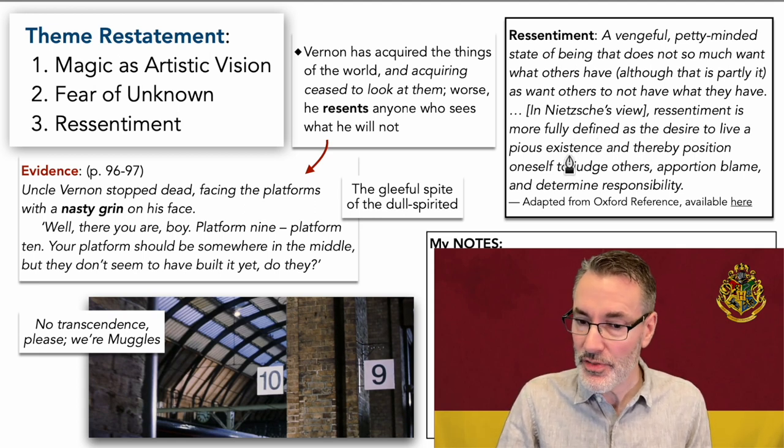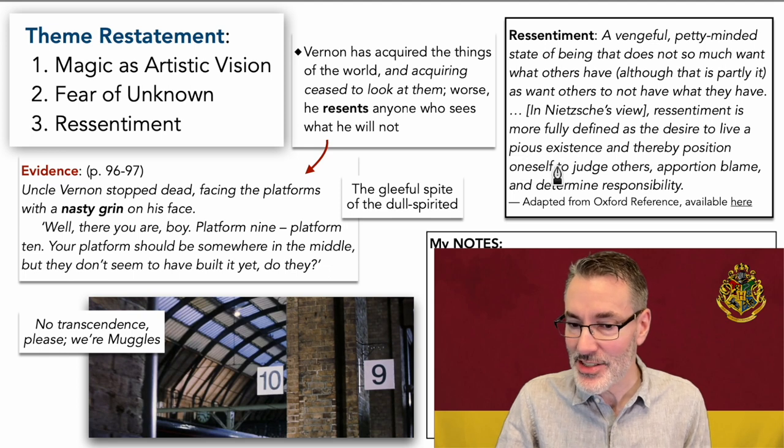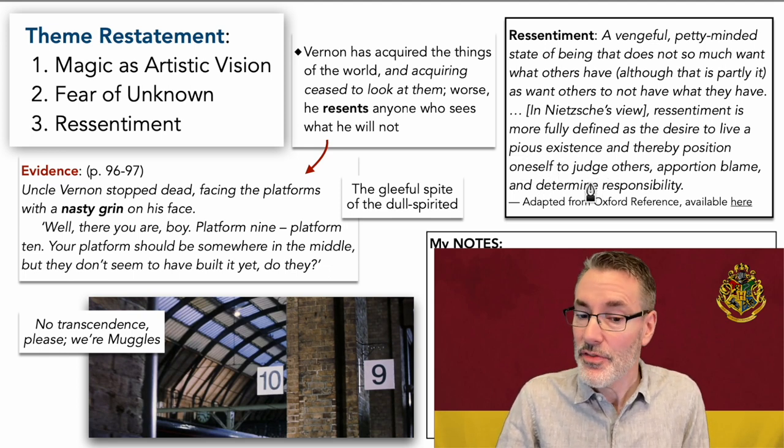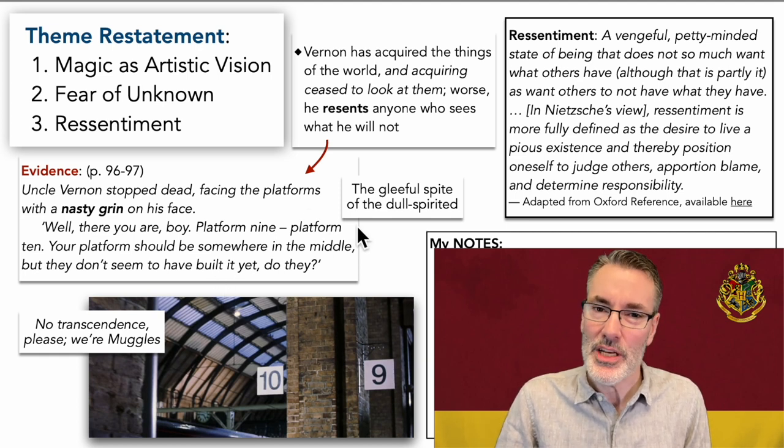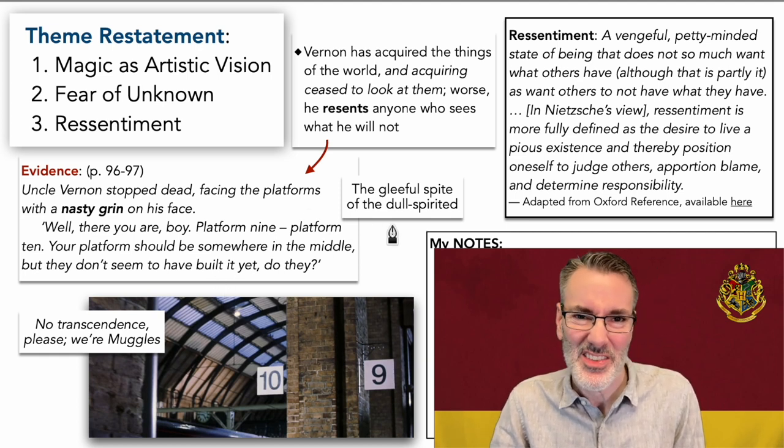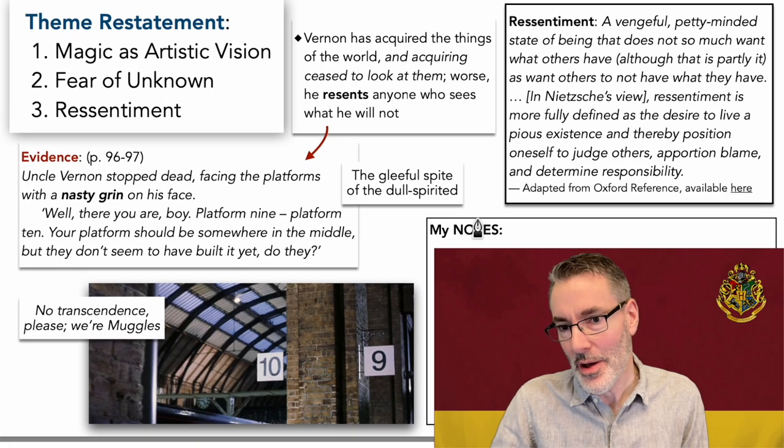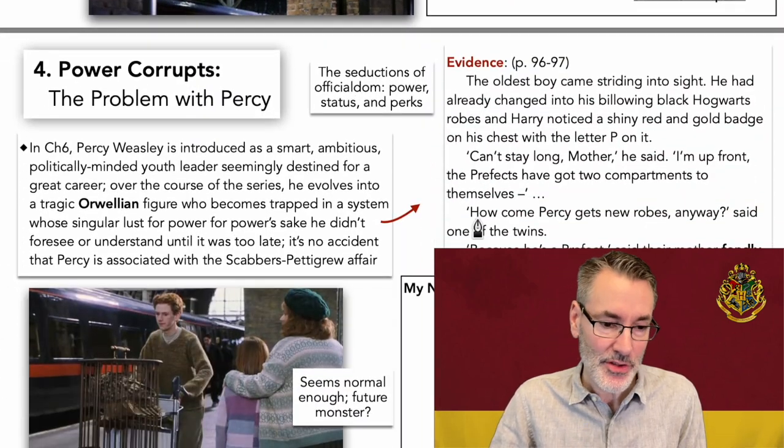Ressentiment is more fully defined as the desire to live a pious existence and thereby position oneself to judge others, apportion blame, and determine responsibility. You're a freak. You're a weirdo. You're seeing stuff that doesn't exist. You don't live in the real world. And I sit in judgment of you.